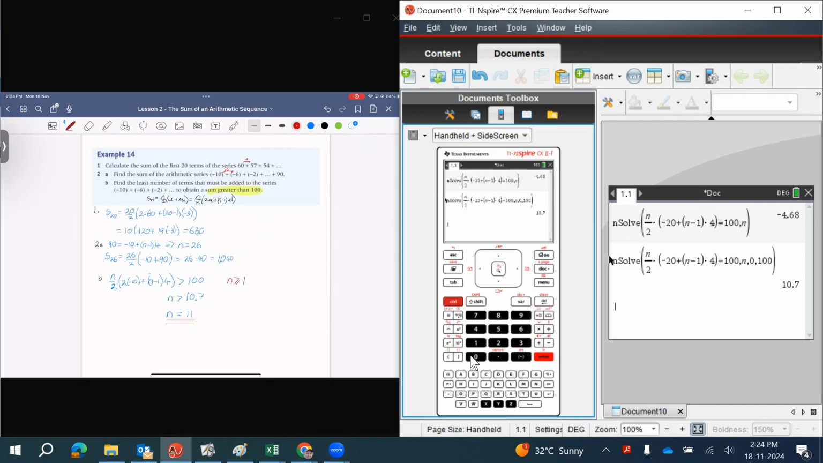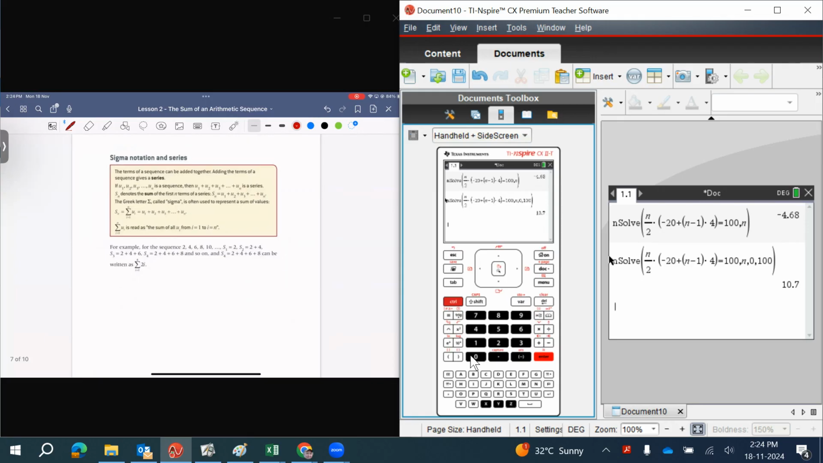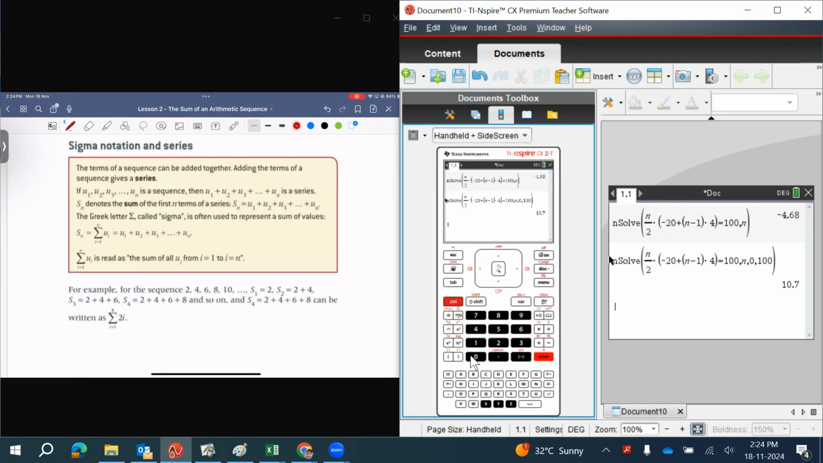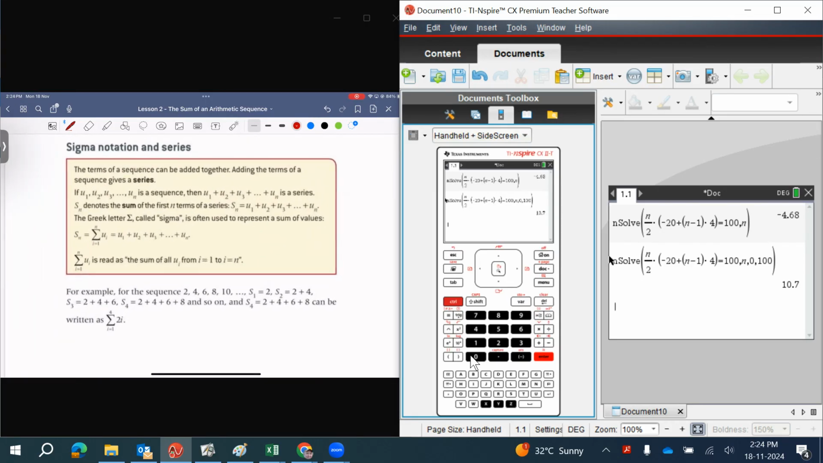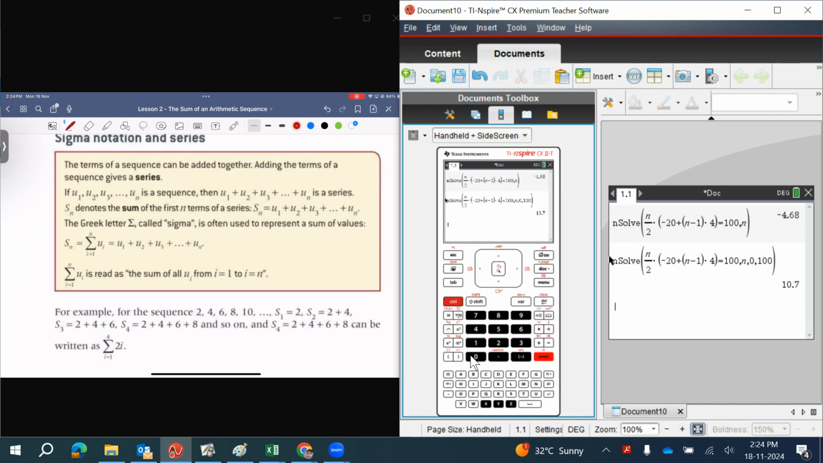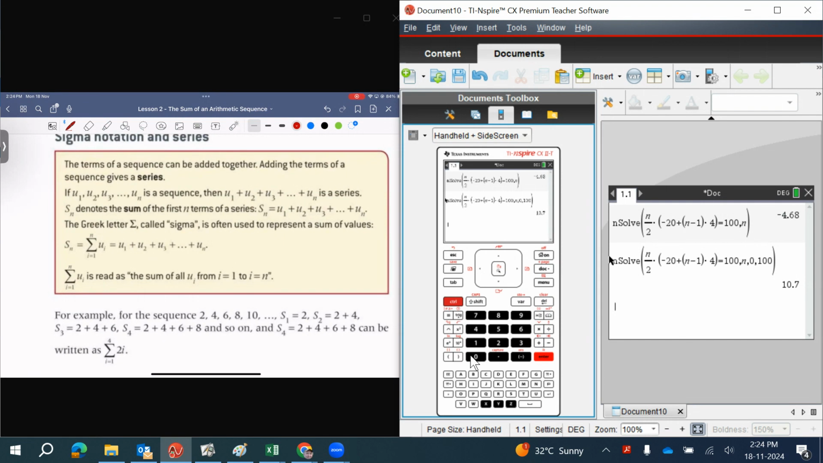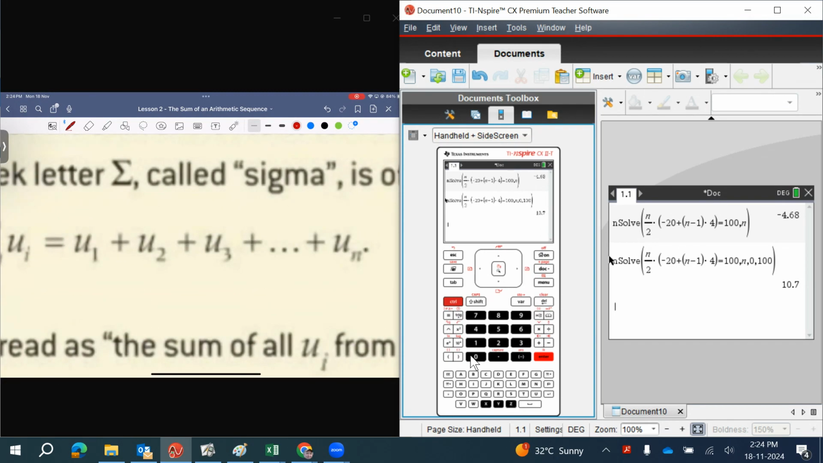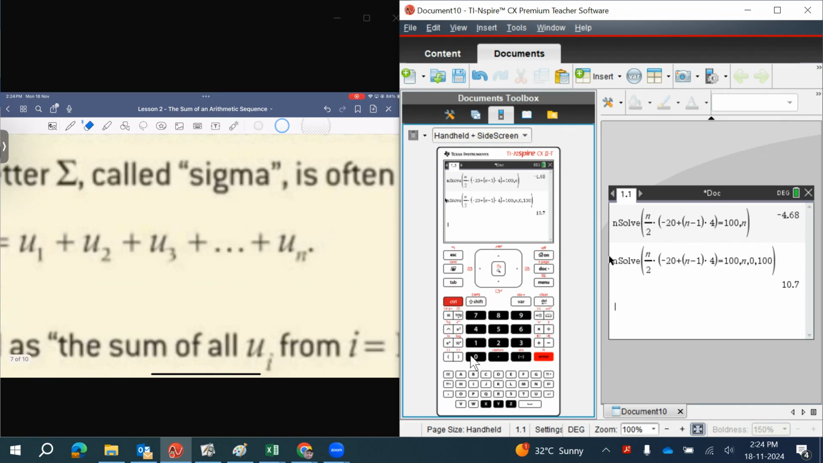Okay, some tricky ones there. We're going to look next at sigma notation and series. It's a way of writing different types of terms. So a geometric sequence or a series like the one where we're adding up all the numbers from u1 up to un, we can write it using the ellipsis notation as we've seen here.